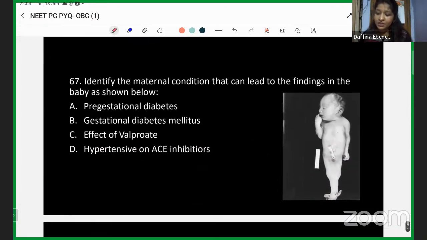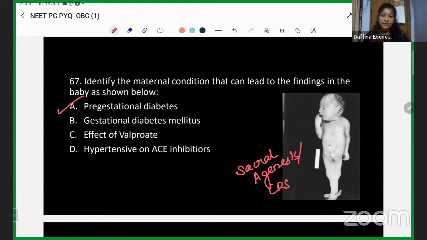Identify the maternal condition that can lead to the findings of the baby as shown below. So what is this? This is sacral agenesis or caudal regression syndrome. So where do you see this? You see it in pregestational diabetes mellitus. Okay. So which is the most specific anomaly that you see in pregestational diabetes mellitus? This is your sacral agenesis. Okay, so that should be the answer.